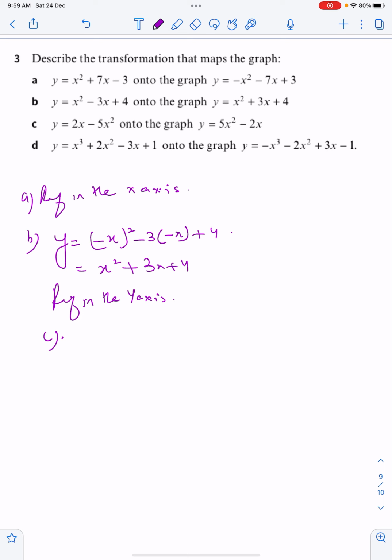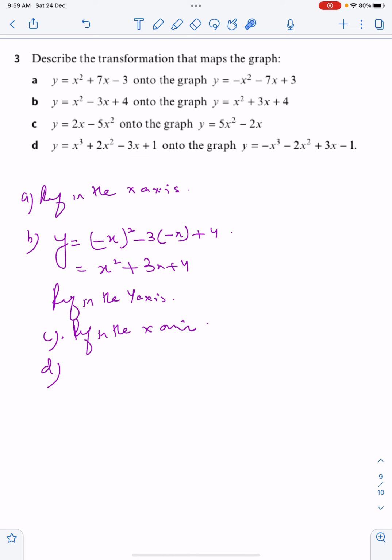The C part, they are saying y equals 2x minus 5x squared. On the graph, y equals 5x squared minus 2x. They've changed the sign of every single term. So negative has become positive and positive has become negative. So it's reflection in the x-axis. It's just observation which you're doing.